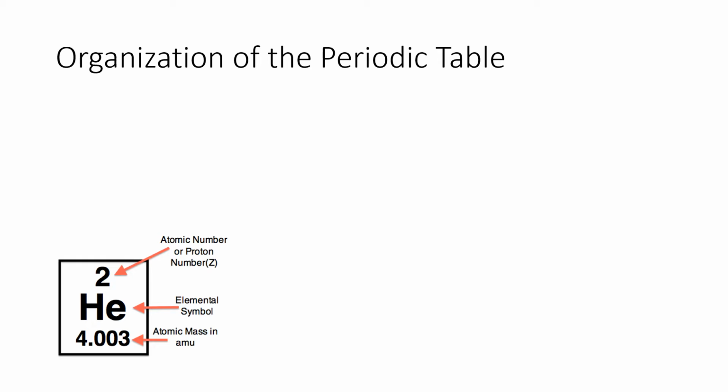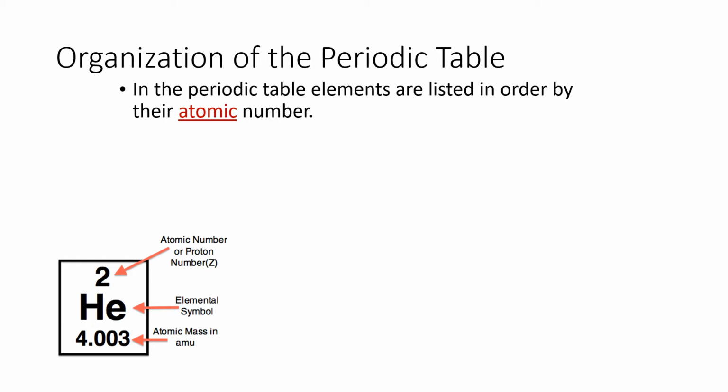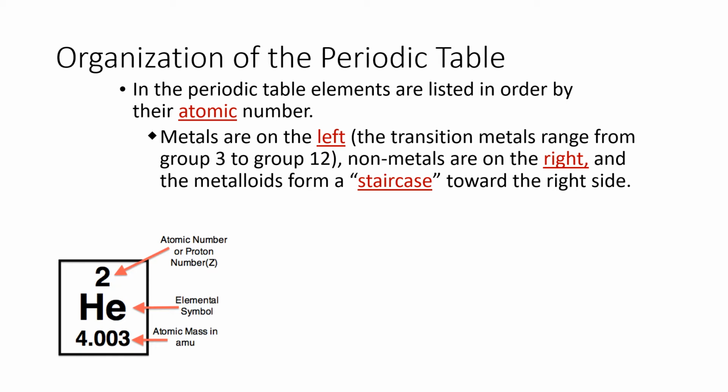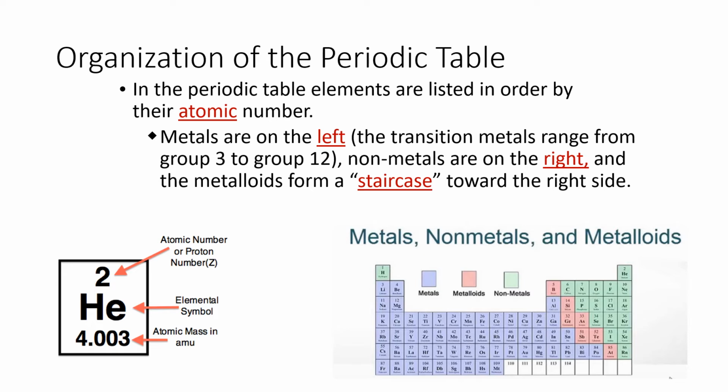As far as the periodic table and how it's actually organized goes, periodic table elements are always listed in order by their atomic number. So remember from before, the atomic number is the number of protons in the nucleus. The metals are grouped to the left of the periodic table, on your left when you're looking at it. And the transition metals range from group 3 to group 12. And then any non-metals are on the right, and then the metalloids form a staircase toward the right side. So our metals, with the exception of hydrogen, which is just kind of a weirdo, are all to the left in this kind of purpley bluey color.